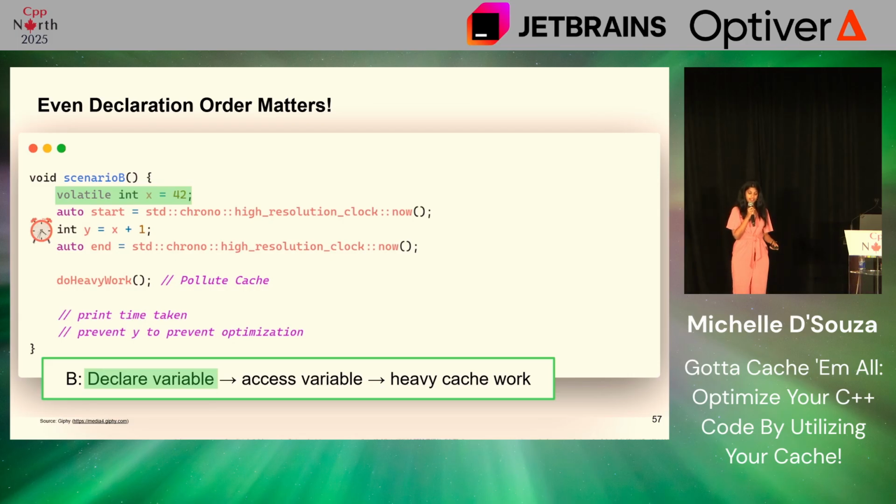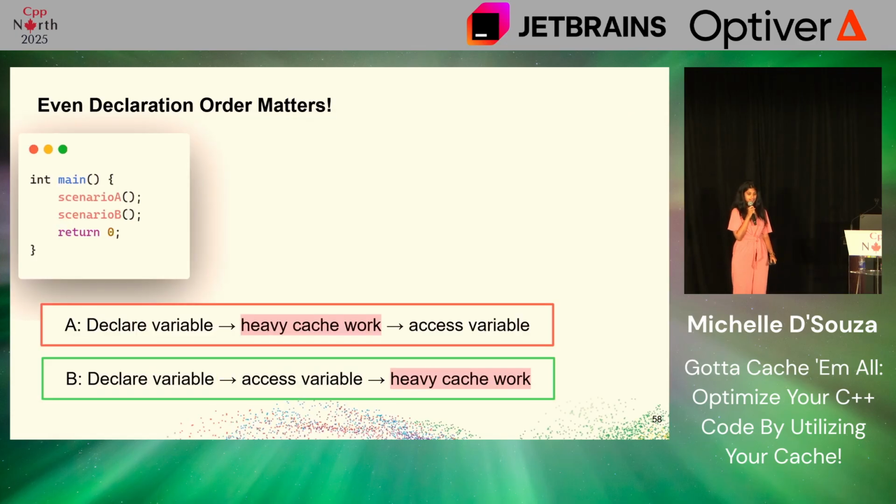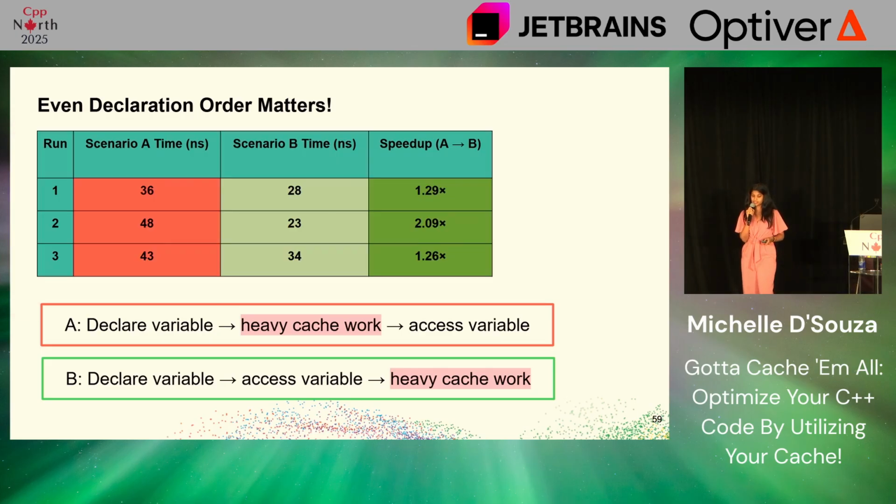Scenario B is very similar. I declare my variable, but I immediately access it, and I'm timing that access. And then I do heavy work at the end. And I have main, and I run scenario A first in main, and then scenario B. Simple enough. And I got a speedup. Woo! Haha, you were wrong.